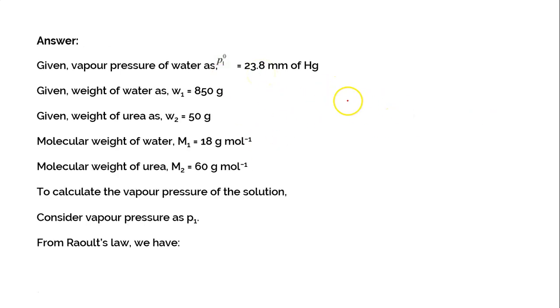In the question they have given that the vapor pressure of water P1° is equal to 23.8, and they also have given mass of water 850 grams, mass of urea 50 grams. You can also calculate the molar mass of water and urea from their formulae. Now you have to calculate the vapor pressure of the solution first.